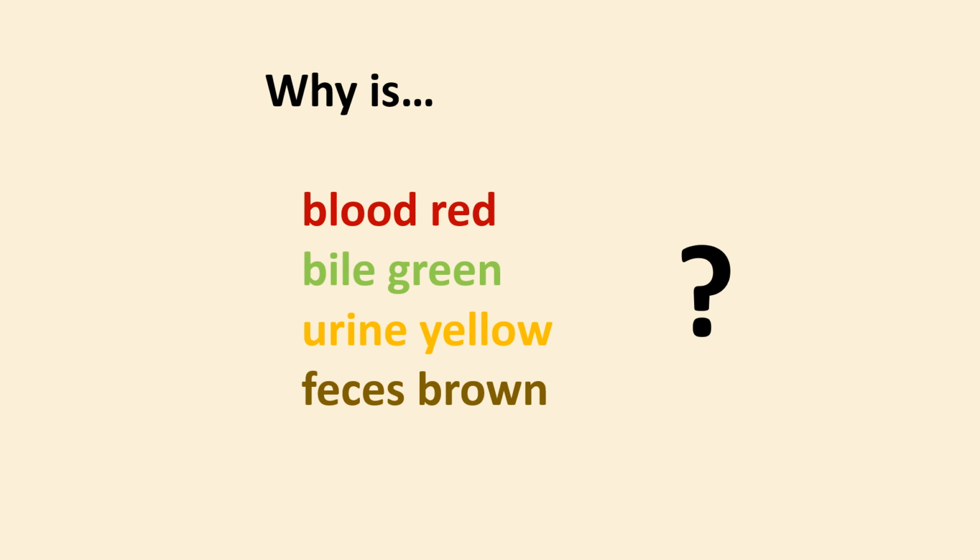So we're covering the hard questions today. Why is blood red, bile green, urine yellow, and feces brown? Why are all these substances very particular colors? The answer to every question here is hemoglobin, and we're in a position to understand that.